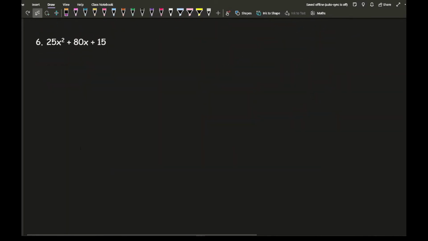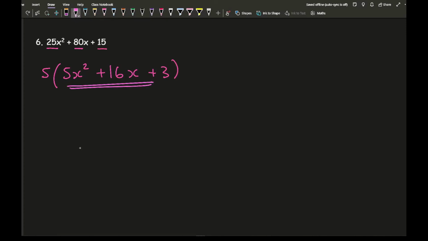Then moving on to our next example. So again, here we're looking at some rather large numbers, but one thing I should notice is that there is a common factor between 25, 80 and 15, and that common factor is going to be 5. So if I factorise with regards to 5, then what that becomes is 5x squared plus 16x plus 3. So we'll ignore the 5 to begin with, but let's treat this as a separate question. So we'll come back to that in due course.